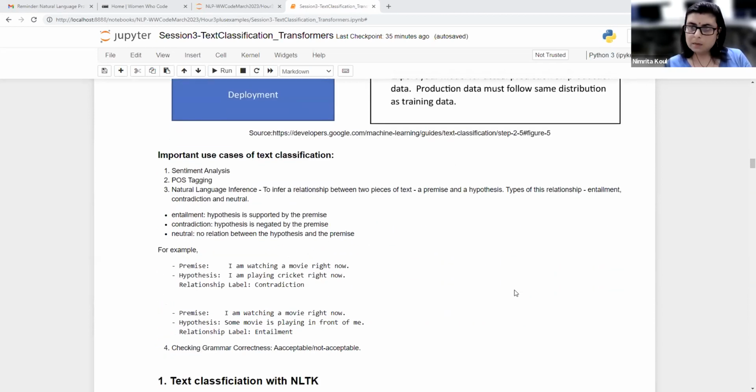So what are the important use cases of text classification? It's used heavily in sentiment analysis, in spam filtering, then POS tagging. It's also used in natural language inference, which means identifying whether two pieces of text are speaking about the same thing, or whether you can infer the second piece of text from the first. These two pieces of text are called a premise and a hypothesis.